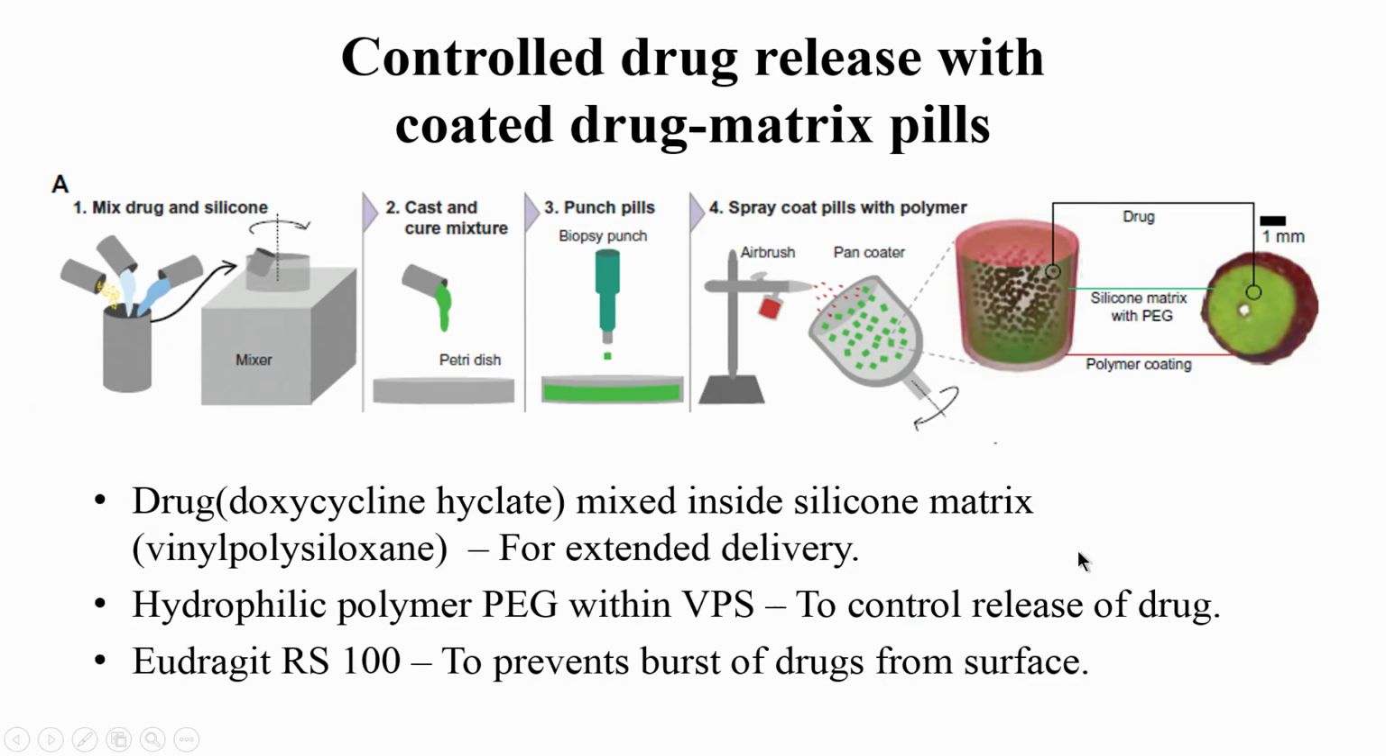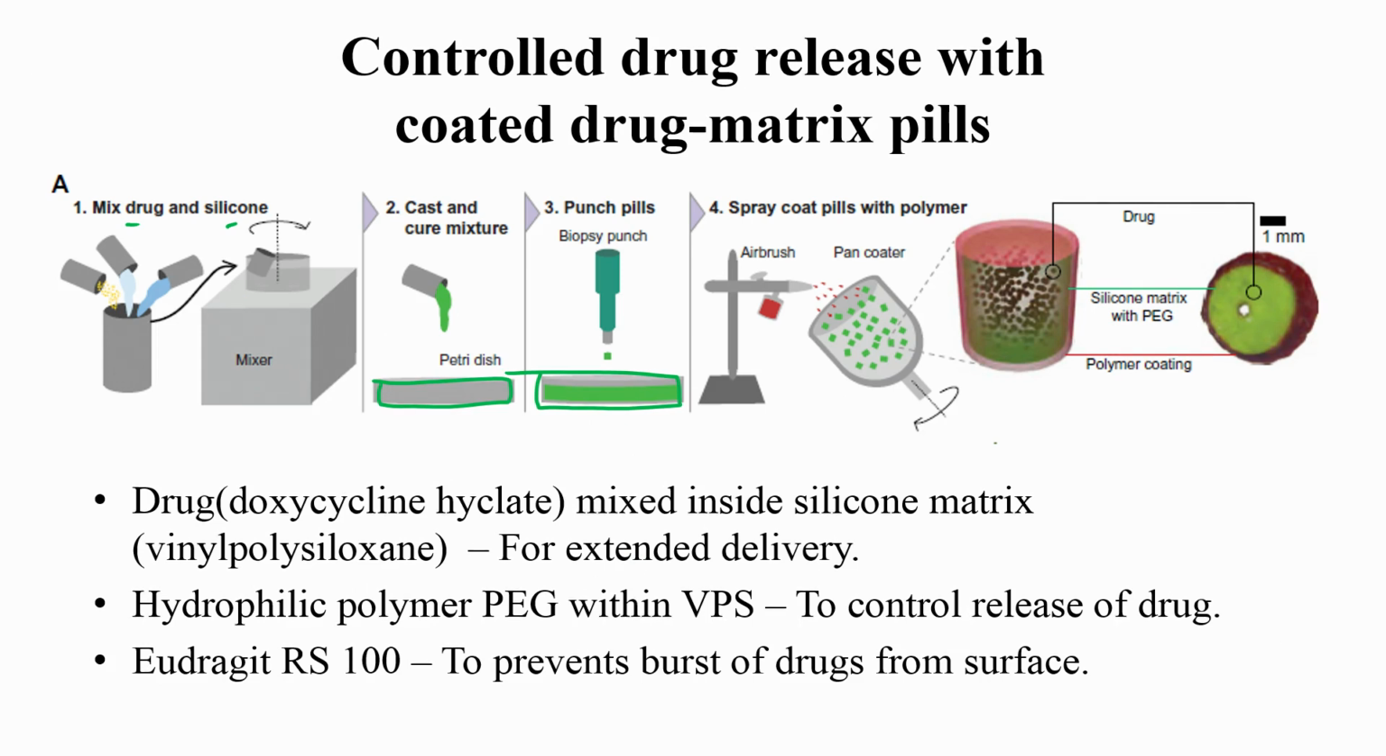And a little bit on these drug pills that we are talking about. In this case they have a mix of the drug and the silicone. You mix these drugs, make a suspension out of this, and cast and cure it, polymerizing it in a petri dish. Essentially it looks like this, where you have drug mixed with silicone. At that point you can punch the drug out to whatever size you want.